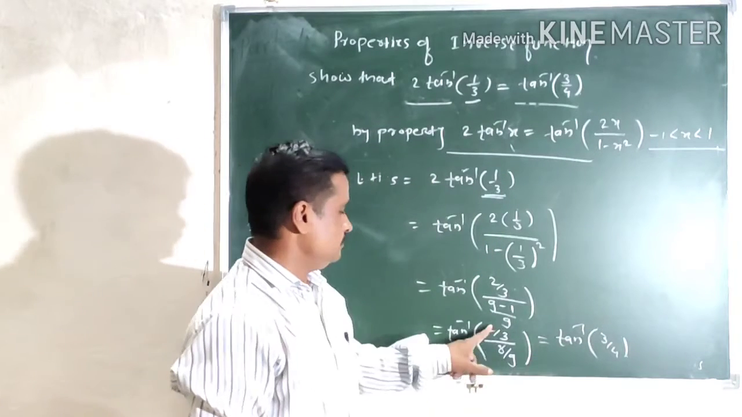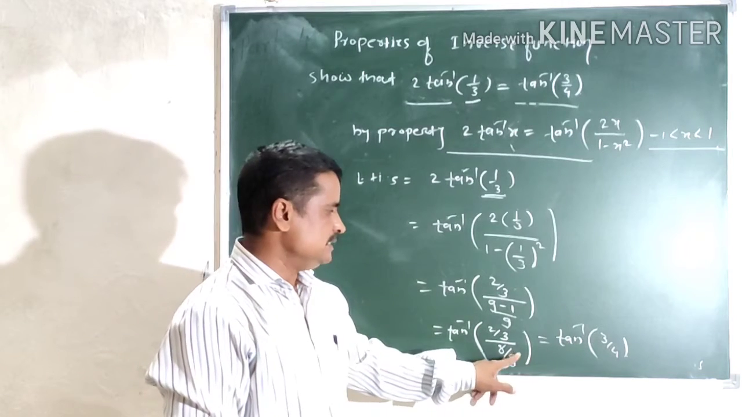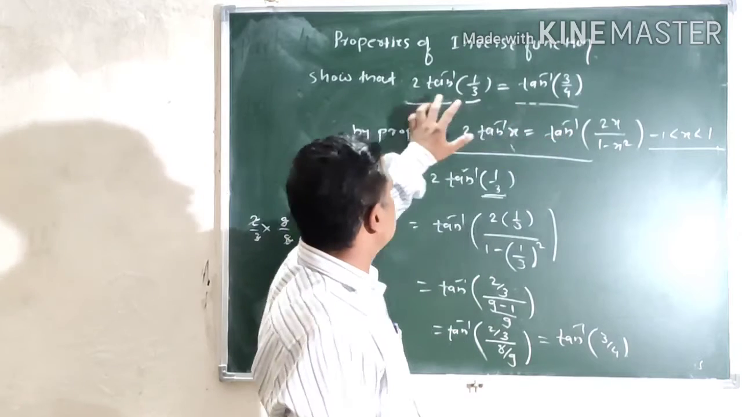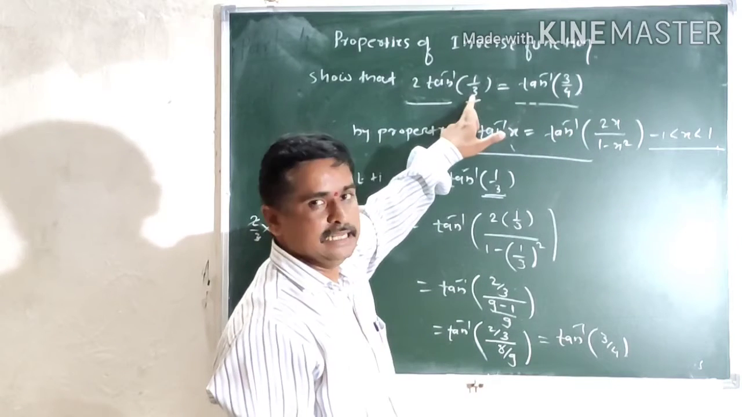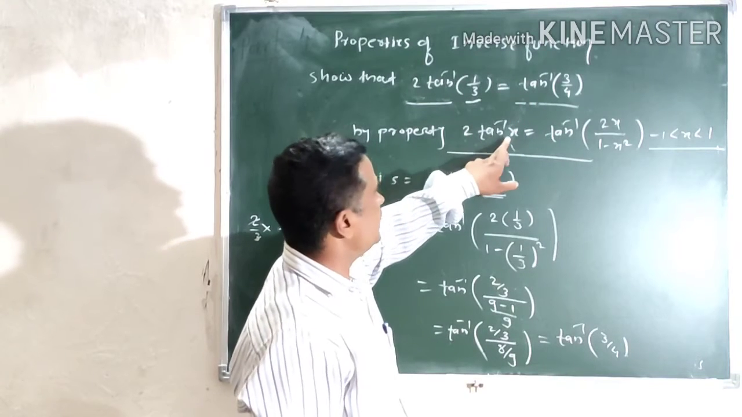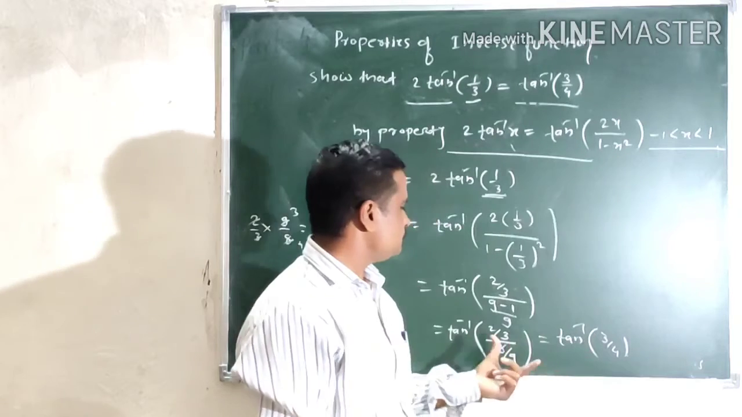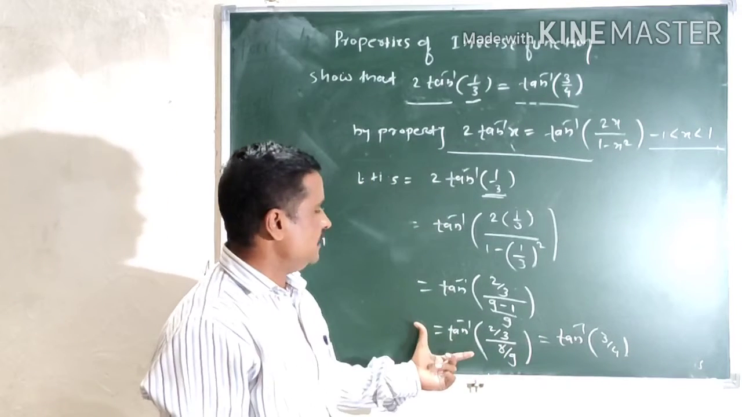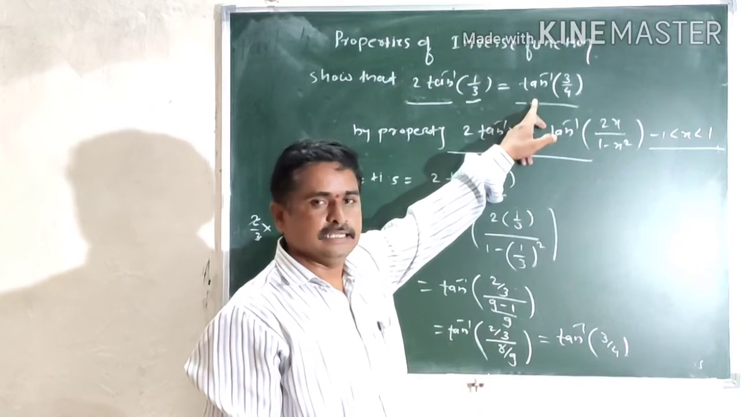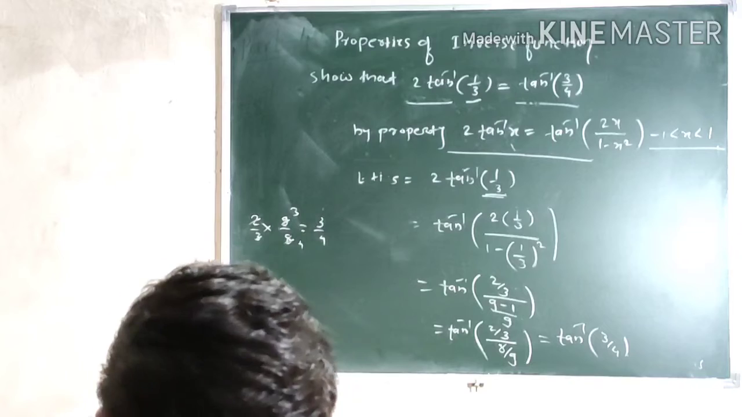So by simplification, tan inverse of 2 by 3 by 8 by 9 is nothing but tan inverse of 3 by 4, which is our right hand side. That means by using this property, 2 tan inverse of x equals tan inverse of 2x by 1 minus x square, LHS has the value tan inverse of 3 by 4, which is the value of RHS. So again, consider the next example.